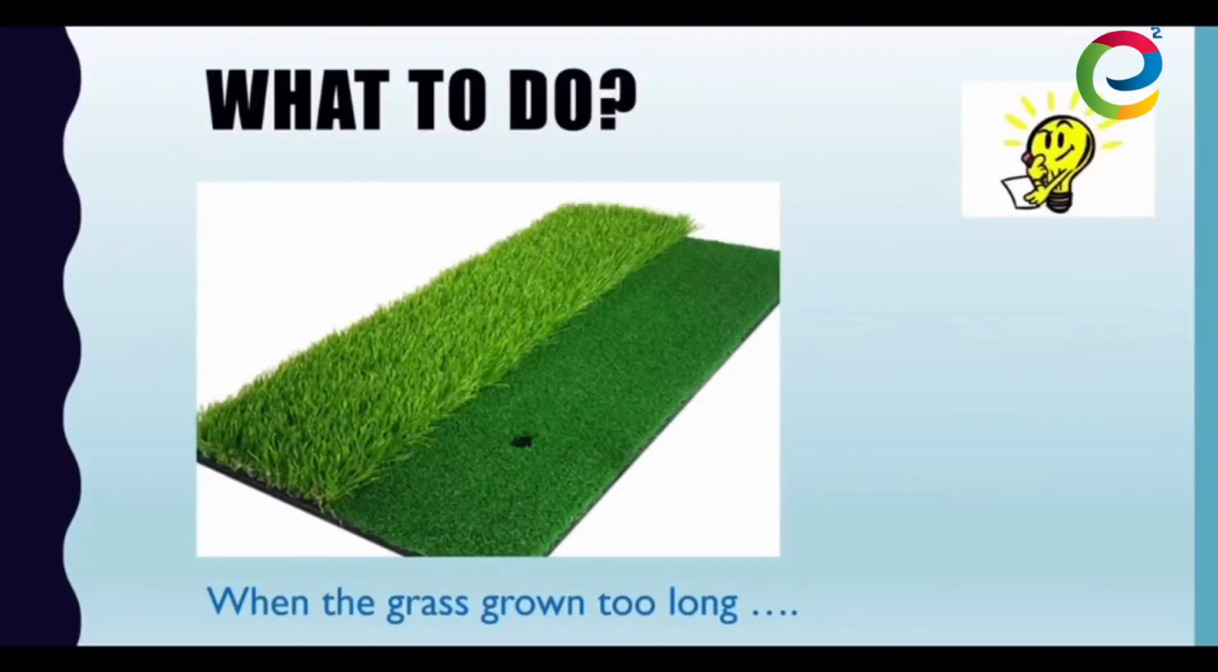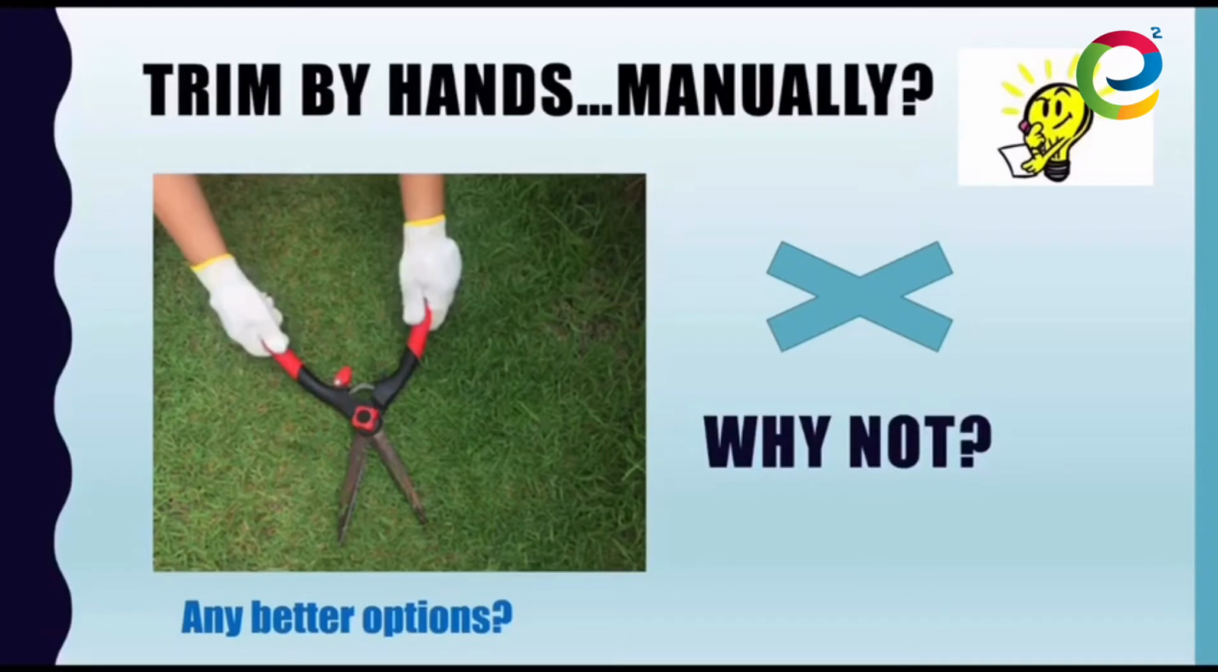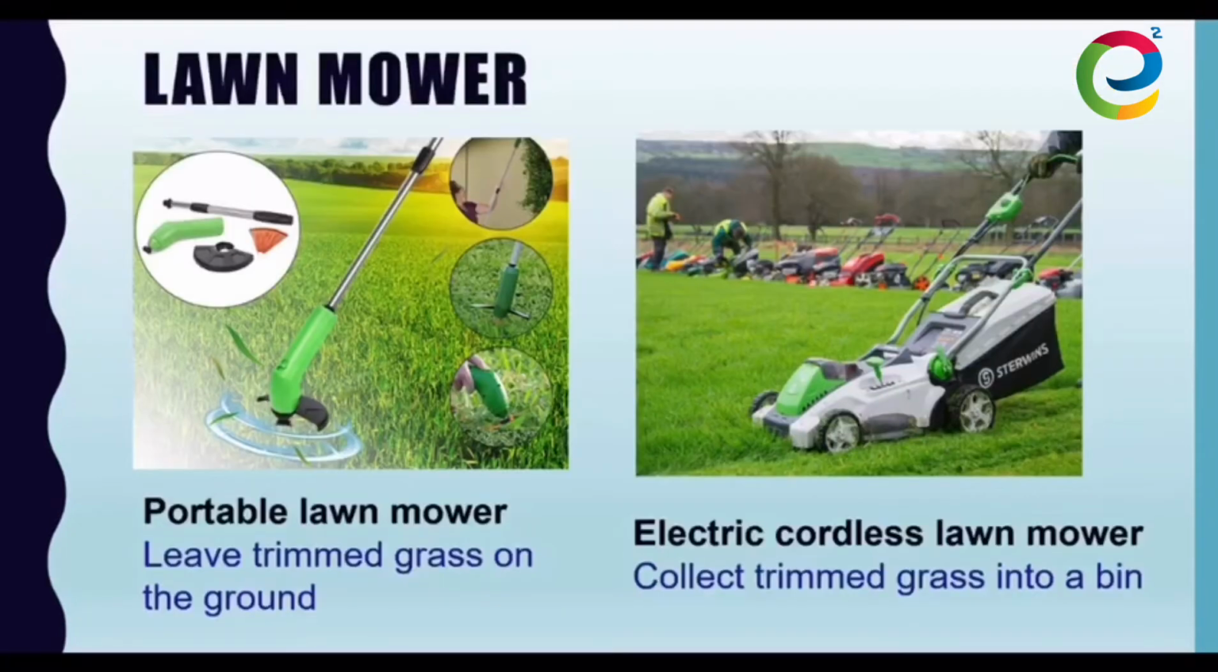Now, what happens when the lawn grows too long? We'll need to trim it like how we go for a haircut. But are we going to do it manually with a pair of garden shears for huge, large areas? Like a soccer field? Chances are, no, it'll take many days and you'll be very, very tired. So, we came up with the invention called the lawn mower.